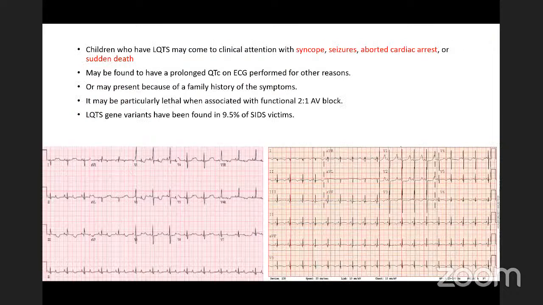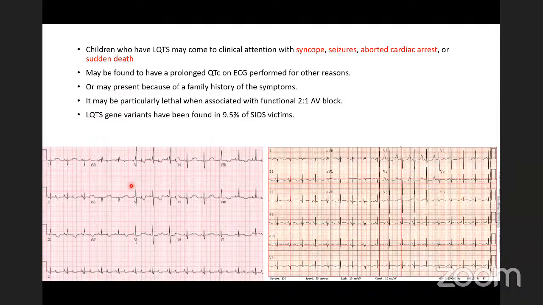So children who have long QT, how do they come to clinical attention? Usually for older patients, it is syncope, seizures, aborted cardiac arrest, or sudden death. They may have prolonged QTc on an ECG performed for other reasons. There could be a family history, or, especially in the newborn period, there could be a functional 2:1 block like the ECG I showed here.